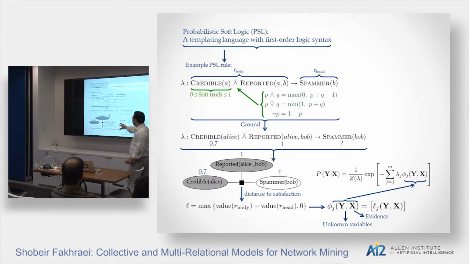But remember, Bob being a spammer is not only grounded once, it can be in different rules, and there are a lot of interdependencies here. For PSL to infer this value, it will put this potential into this exponential distribution and compute the MAP inference on this.